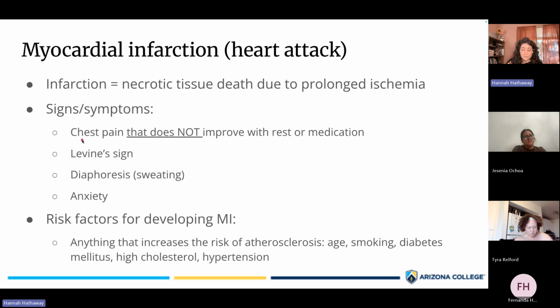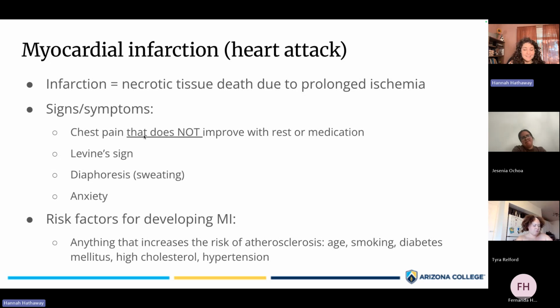That being said, the signs or symptoms can be kind of similar between those two. They both have chest pain. The difference is with a myocardial infarction, the chest pain does not improve with rest or with medication. Someone who has stable angina can take a medicine and it usually will make them feel better. But someone who is having a myocardial infarction, there's no medicine that you can take that just immediately makes you feel better. You need to go to the emergency room.